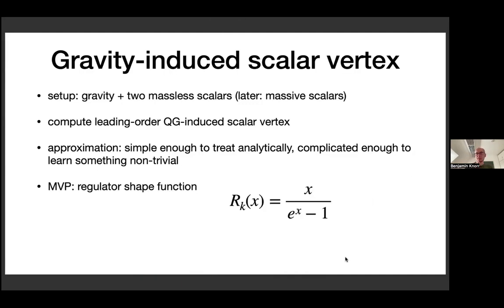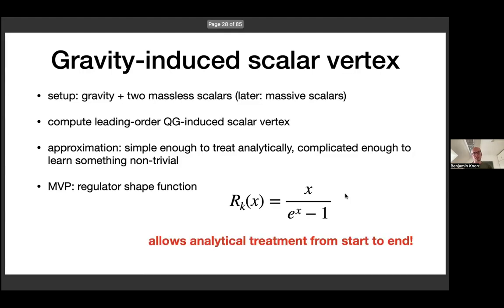And the final ingredient for the setup is really what makes this all possible. That's the regulator choice. I'm using this specific exponential regulator, which will eventually allow me to compute all the threshold integrals analytically, even with an external momentum. So there's a little bit of, if you want, black magic to do this, but in the end, if you understand some basic or standard tricks, it's rather straightforward. So with this regulator, it's really, really nice and possible.